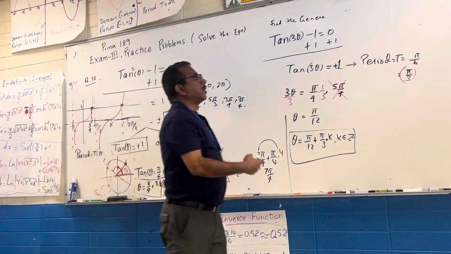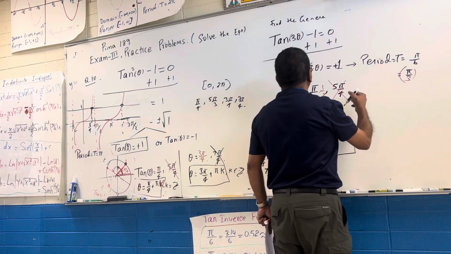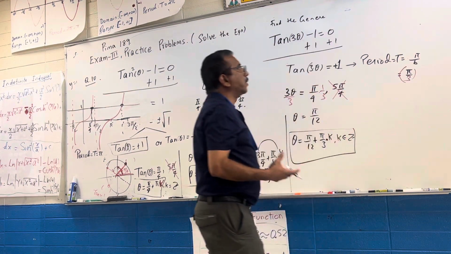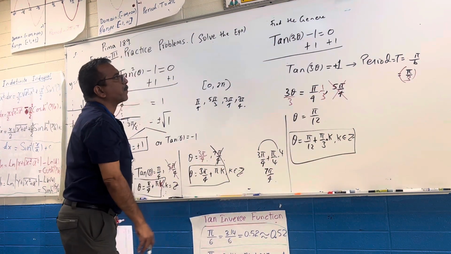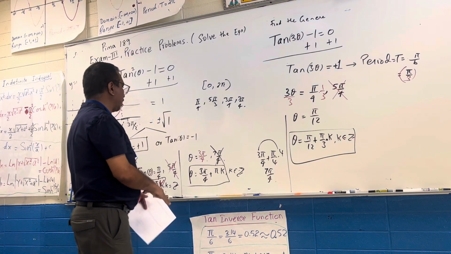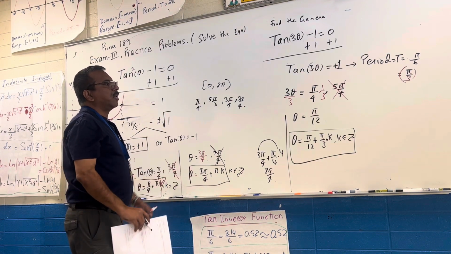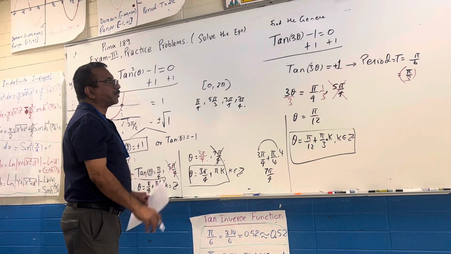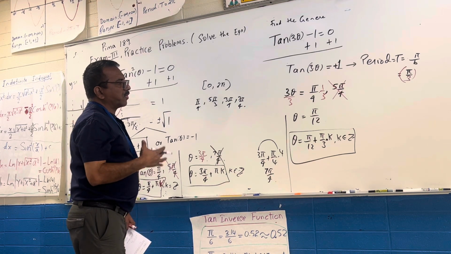Okay. Here it's asking only for 1, so then you're done, that's it. But if it is minus 1, then you start with this 3 pi by 4 and do the same thing. I just wanted to make sure we understand this.